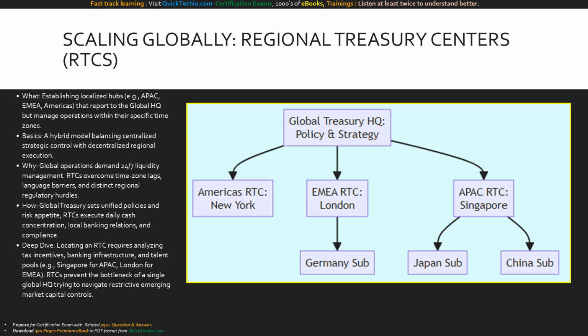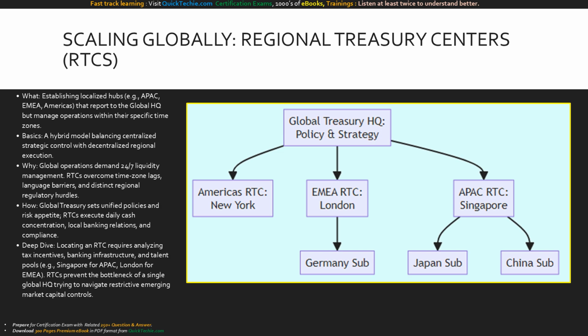Look at the geographic hierarchy displayed here. At the very top, Global Treasury HQ dictates the overarching risk appetite and policy. But the execution power is distributed to the three major pillars: the Americas RDC, the EMEA RDC, and the APAC RDC. This ensures that when the Asian markets open, the Singapore RTC is fully awake and empowered to manage the liquidity of the Japan and China subsidiaries without waiting 12 hours for the global HQ to come online.